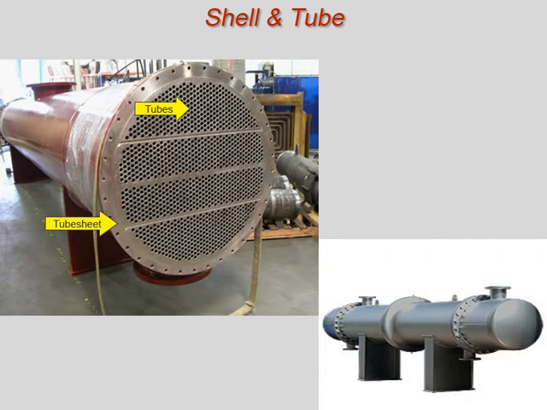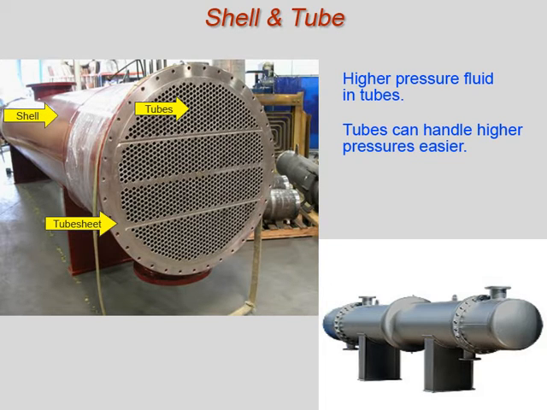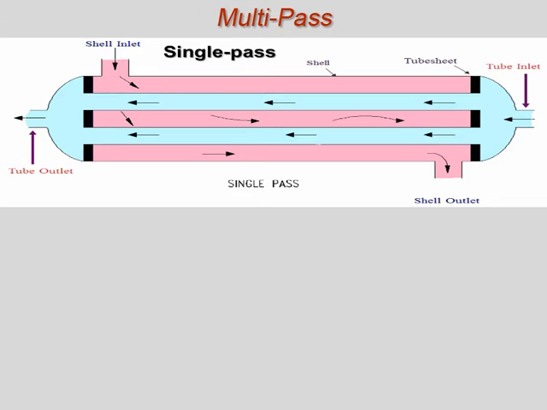In systems where the two fluids are at different pressures, the higher pressure fluid is inside the tubes, and the lower pressure fluid is on the shell side. The smaller diameter tubes can withstand higher pressures than the larger diameter shell of the heat exchanger for a much lower cost. One method to improve the performance of a heat exchanger is to have the two fluids pass each other several times within the same heat exchanger.